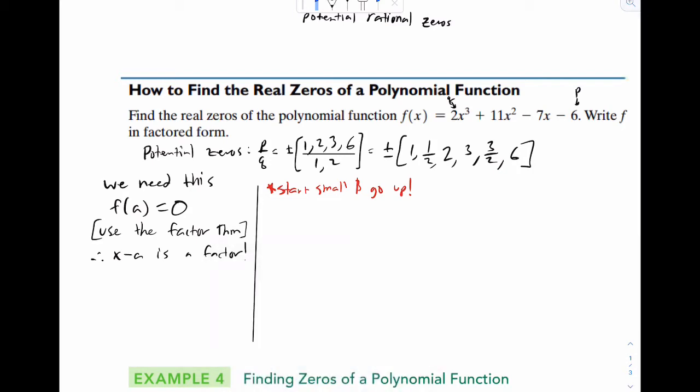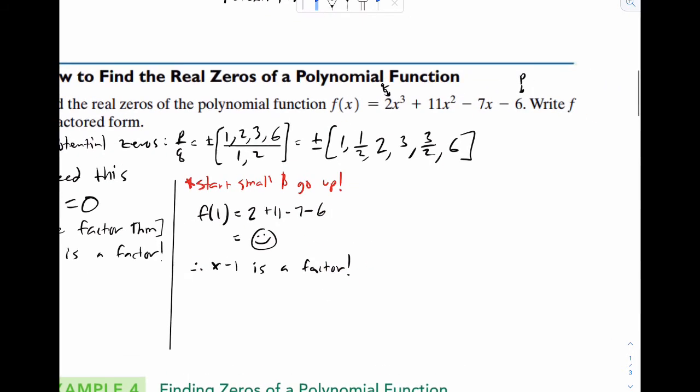So let's say I start with 1. If I plug in 1, I get 2 plus 11 minus 7 minus 6. Notice how that does get 0, so we put a happy face, that's great. Therefore, x minus 1 is a factor. That's huge. So basically, once we get this, we're good to go, because that means now I can do my synthetic with 1. So I put 1 right there.